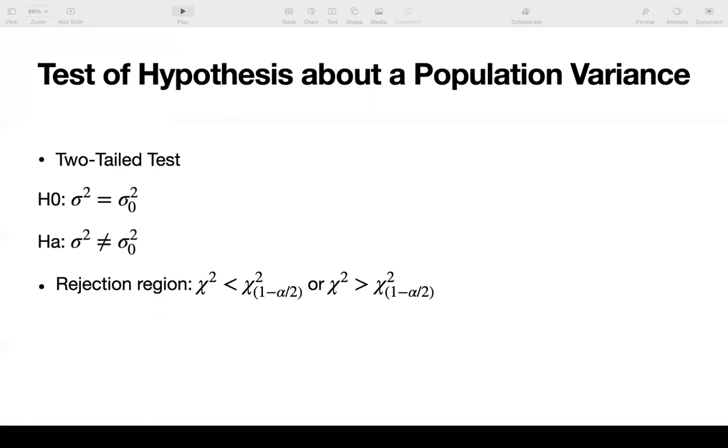For the two-tailed test, we have a null sigma square is equal to sigma 0 square, and the alternative as sigma square does not equal sigma 0 square. Here the rejection region is that chi-square is smaller than chi-square 1 minus alpha divided by 2, or chi-square is larger than chi-square alpha divided by 2.